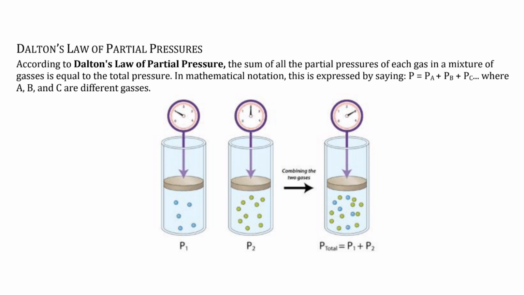Dalton's law of partial pressures. According to Dalton's law, the sum of all partial pressures of each gas in a mixture is equal to the total pressure. So the P total equals the pressure of A plus the pressure of B, etc., if those are different gases.